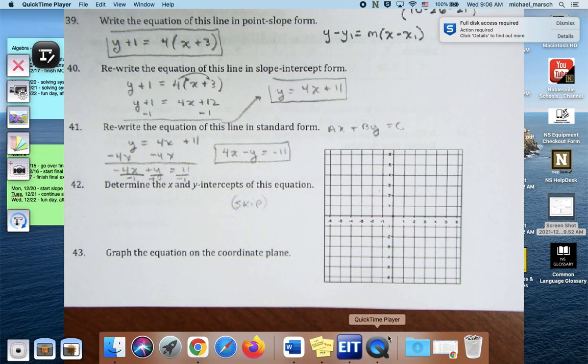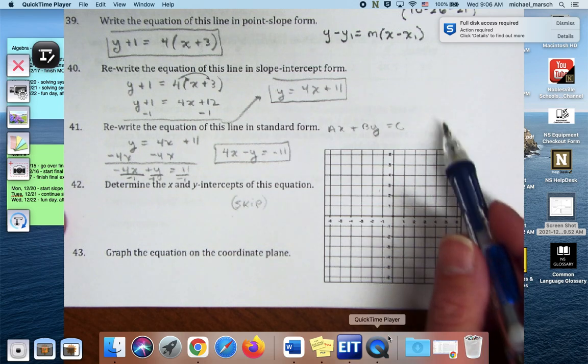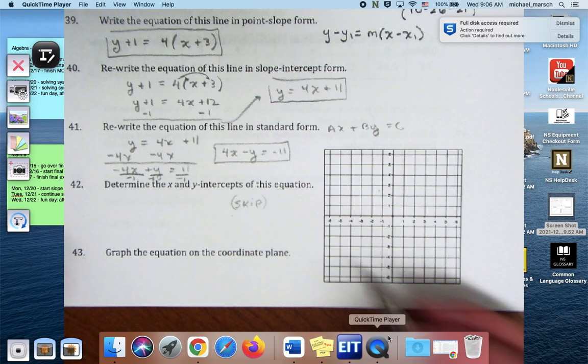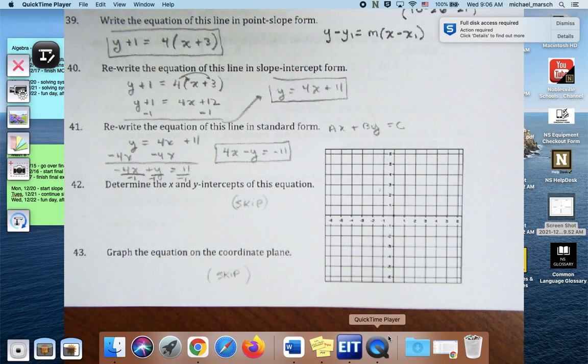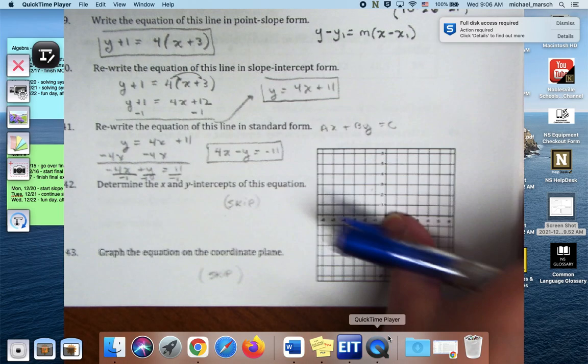Graph the equation on the coordinate plane. Again, we can't because it doesn't go that big. I'm sorry for the oversight. But you would have plotted the 11, and you would have gone up 4 over 1, up 4 over 1, and it would have been a beautiful line. So let me put that on my little notepad to talk to you about number 43. Okay.